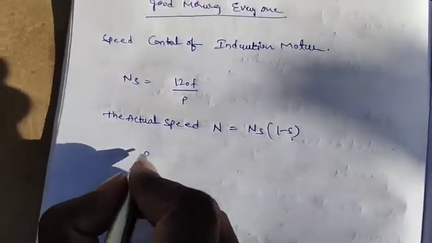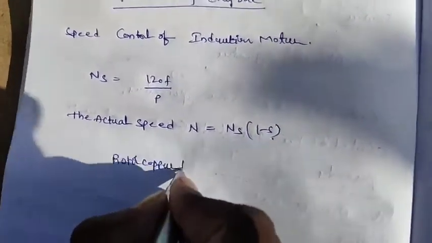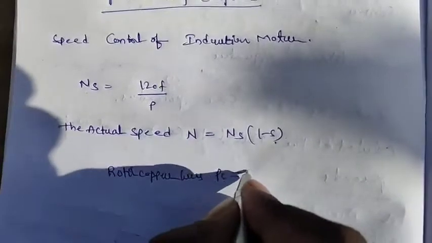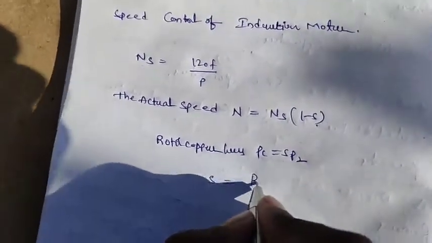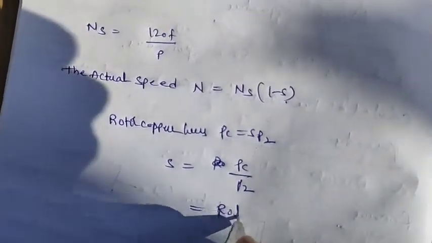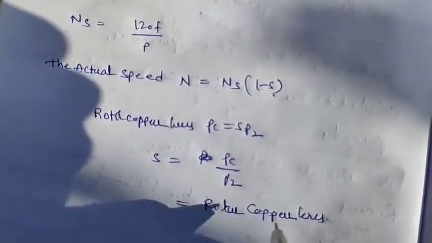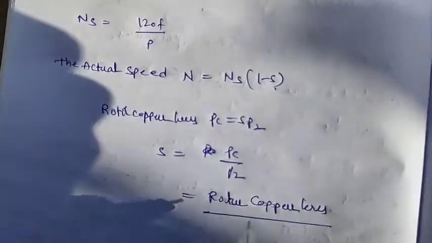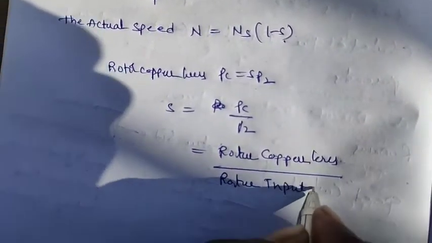What is the rotor copper loss? Rotor copper loss Pc equals s P2. What is the slip s? Pc by P2, that is rotor copper loss divided by rotor input.